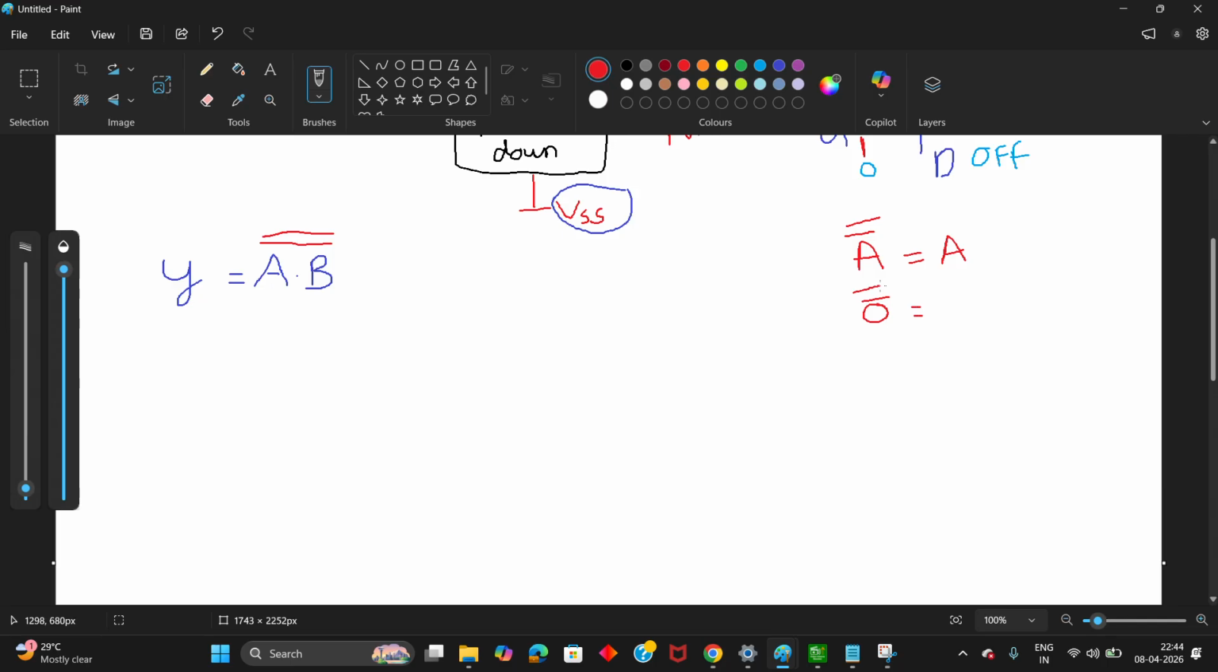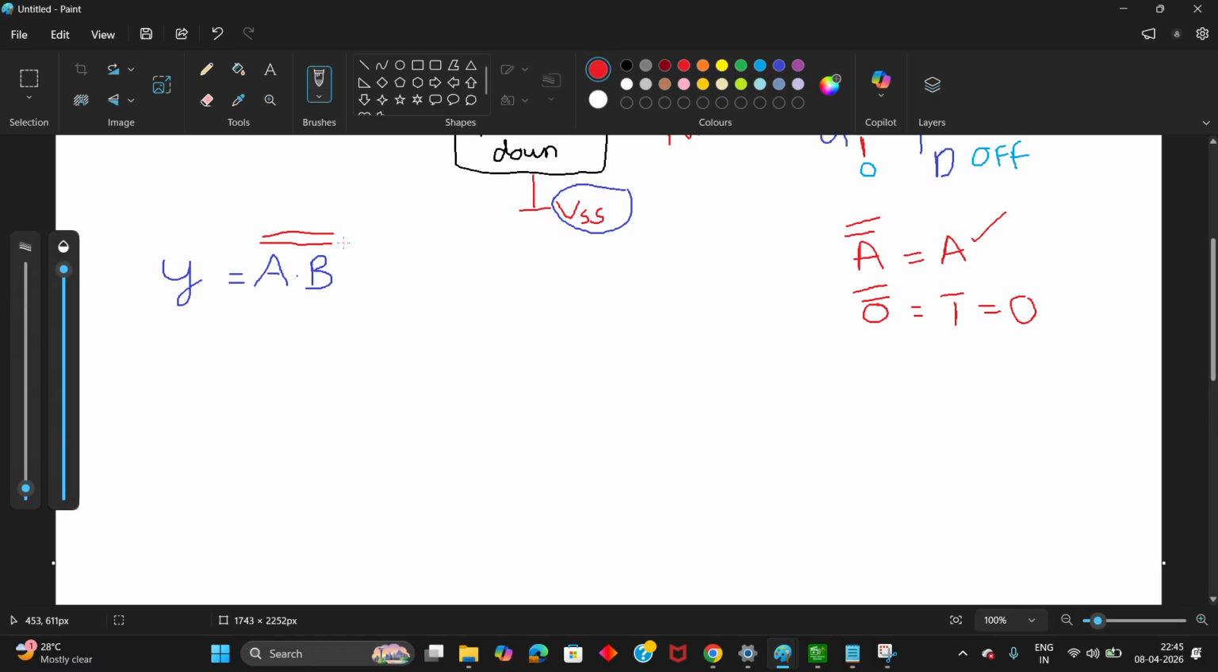0 bar over bar. If a is 0, 0 bar will be 1. Then 1 bar will be 0, right? Again we got the a, right? Okay. So this is the property in digital logic design. It means we haven't changed our expression, right? We are going to get the same logic.